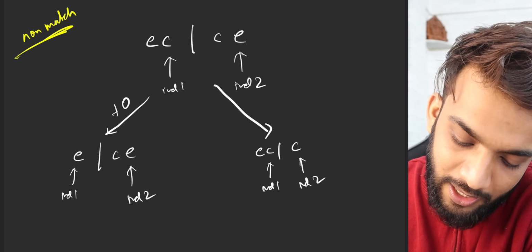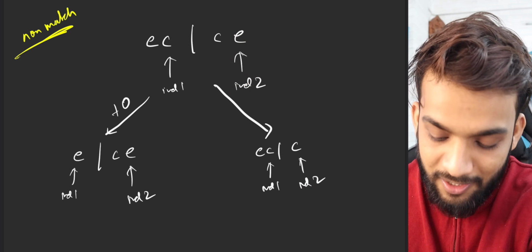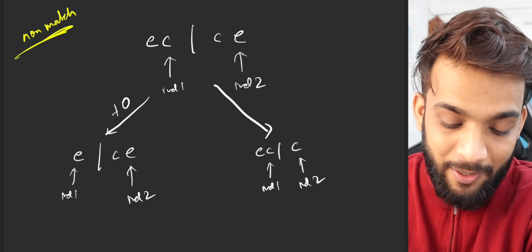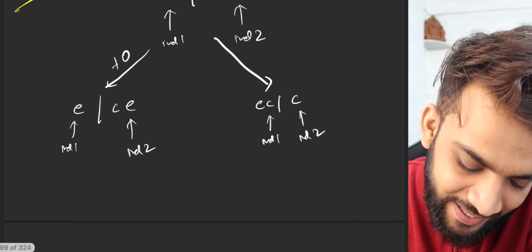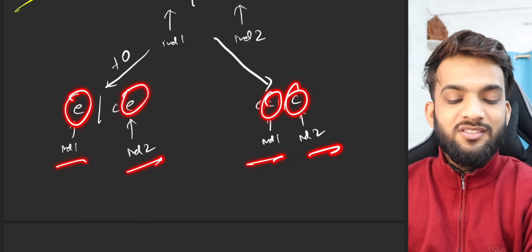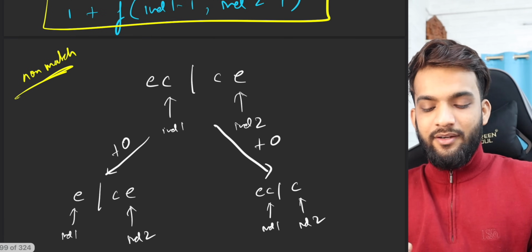Let's move index 2 here. Okay, makes sense. Now the C and C might match up. Why? Because of the match on indexes. In the next step, E and D will go on match on indexes. C and C will go on match of indexes. And over here there's a plus 0, that's sure. But did you understand what I tried to do?